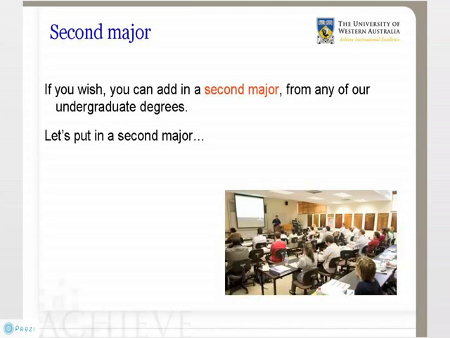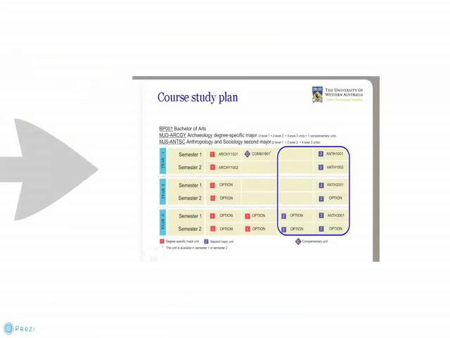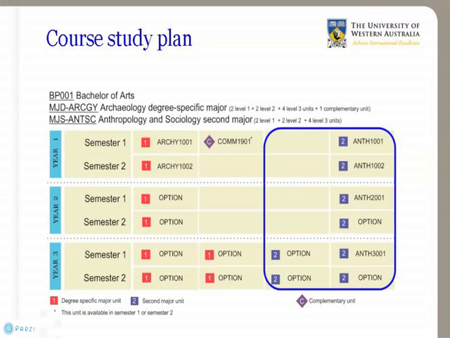Yes, you can choose a second major from any of our degrees. Anthropology and sociology is an arts major. Let's add that in. Okay. So here is anthropology and sociology as a second major. You'll see it also has 8 units and also in the pattern of 2 level 1, 2 level 2 and 4 level 3. This major though has how many core units? 4. Yeah, exactly, and 4 option units.